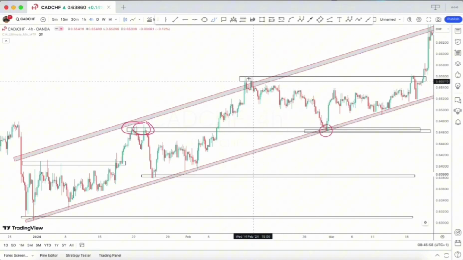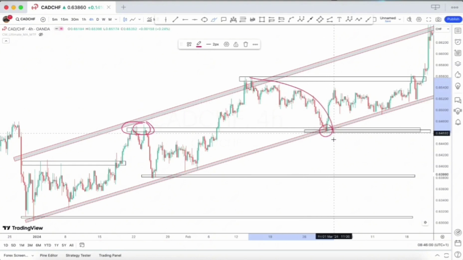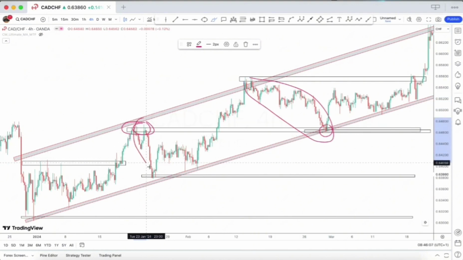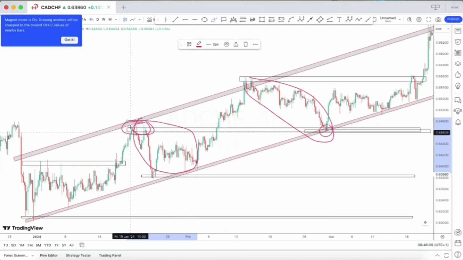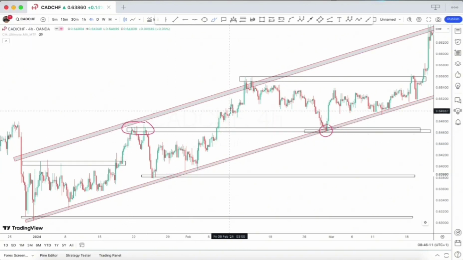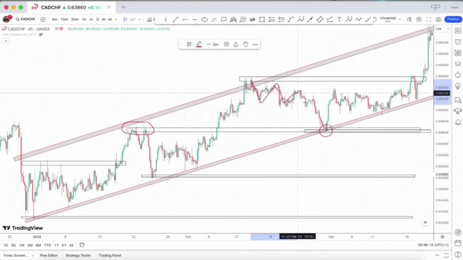So you can see that here we have a pullback. Okay, this is a pullback. So we can also call it a correction. So this is also a correction. Okay, so you can see that every correction must always give a minimum of 3 waves. This is our wave 1, wave 2, wave 3, wave 4, wave 5. Okay, we can say this is wave 6 and wave 7.